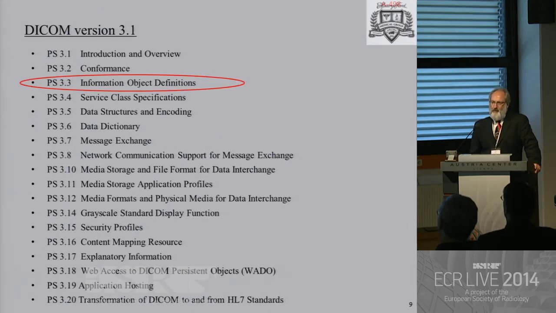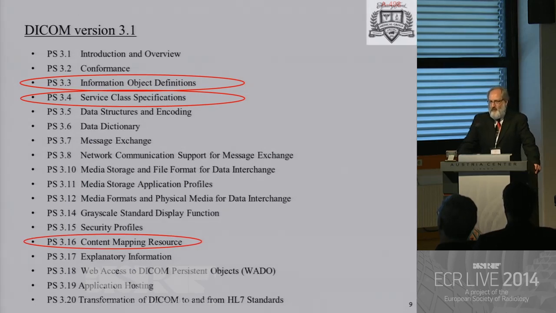So the information object definitions are in what's called Part 3.3. But of interest also might be the service class specifications, and I'll talk about why that might be important to look there. The content mapping resource section is going to be very important when we start talking about radiation dose structured reports. And last, there is something in Part 17 that's called the explanatory information part.